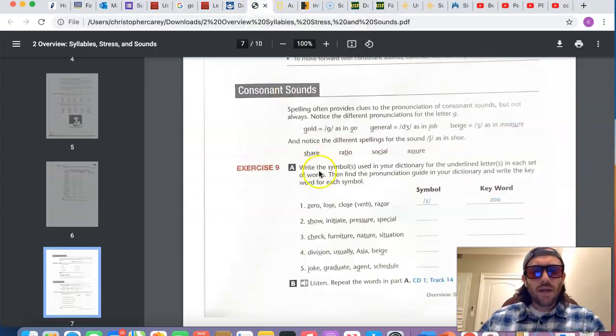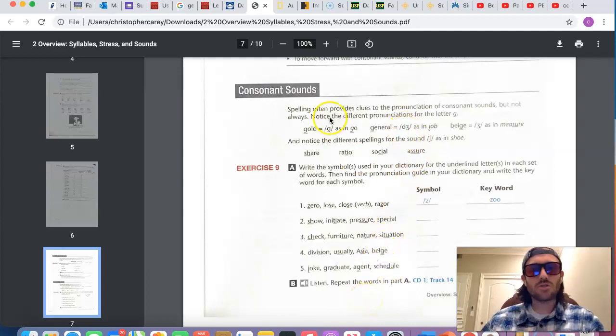All right, and the last group here, joke, graduate, agent, schedule. That is the j consonant sound.